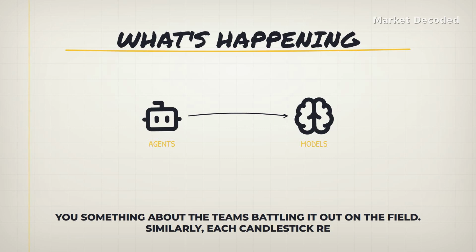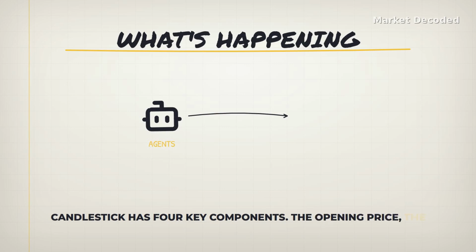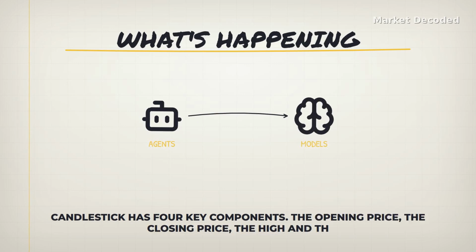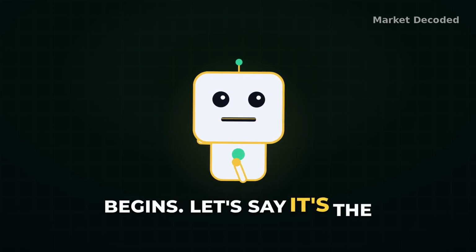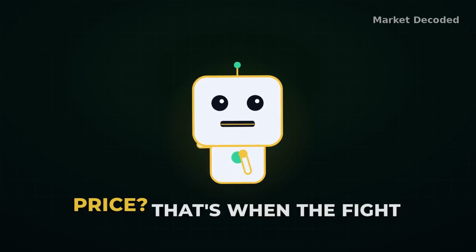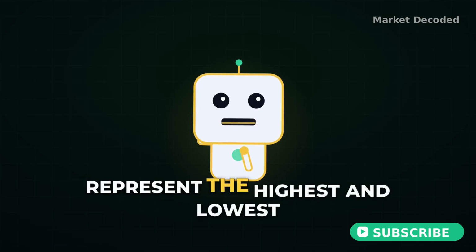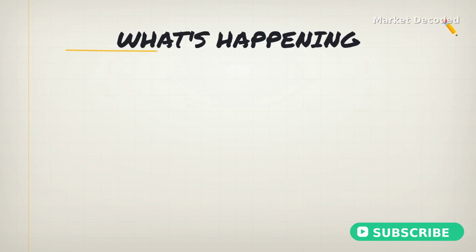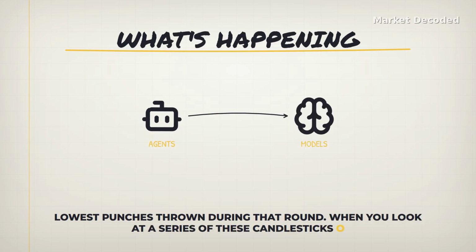Let's break this down. Each candlestick has four key components: the opening price, the closing price, the high, and the low. Picture this like a boxing match. The opening price is where the fight begins. Let's say it's the first bell ringing. The closing price? That's when the fight ends. The high and low represent the highest and lowest punches thrown during that round. When you look at a series of these candlesticks over time, you're not just seeing isolated events. You're witnessing the ebb and flow of market sentiment.